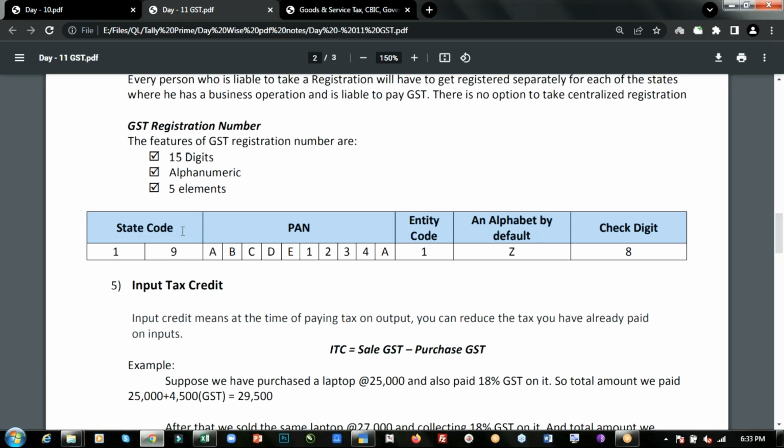If I talk about the state code, all of the states in India have their separate state codes. You can check the list on Google. It is a two-digit code. The first element is the state code, containing two digits, like 19 for West Bengal.